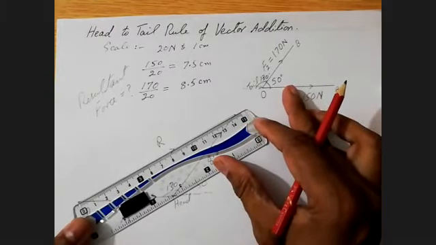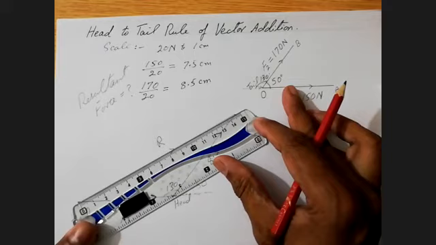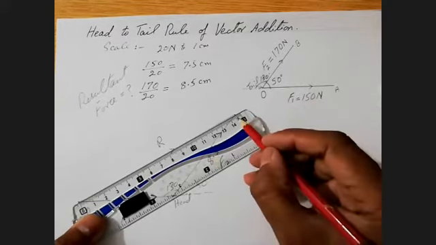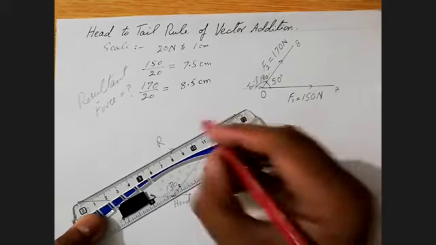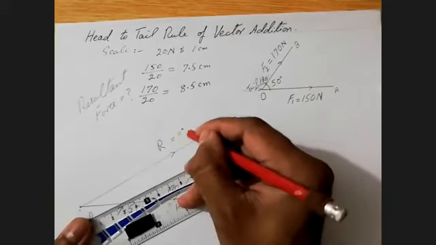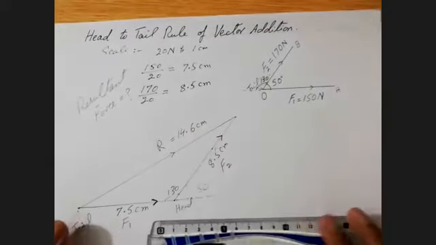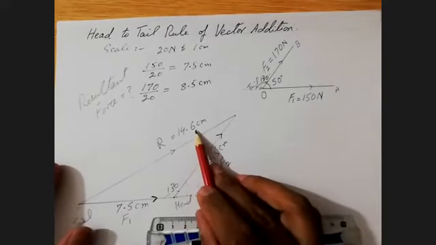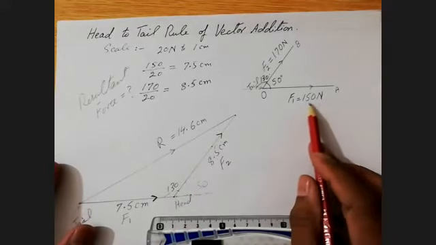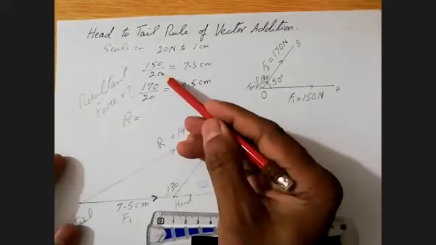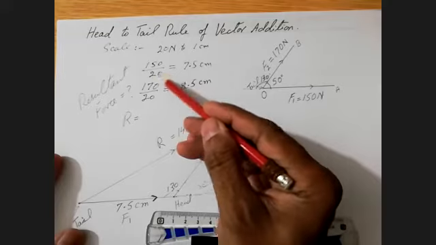So here you can see that, if I am very careful in measuring this and my construction is very accurate, then I can say that it is almost 14.6 centimeters. This line is 14.6 centimeters. Okay. Now, this is not enough. We have to give the answer in terms of force. So what is the resultant force? Basically, as you know, initially we divided with the given scale.